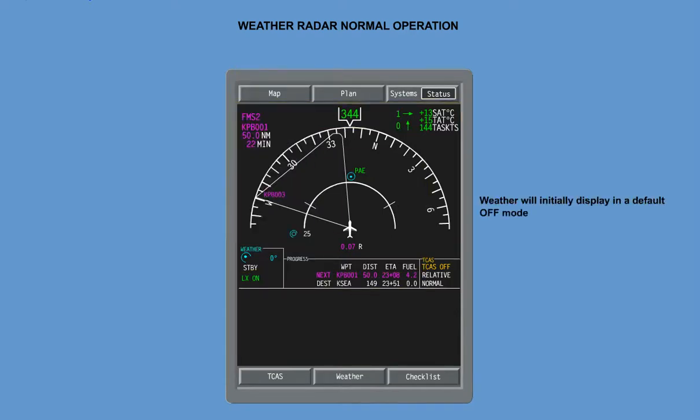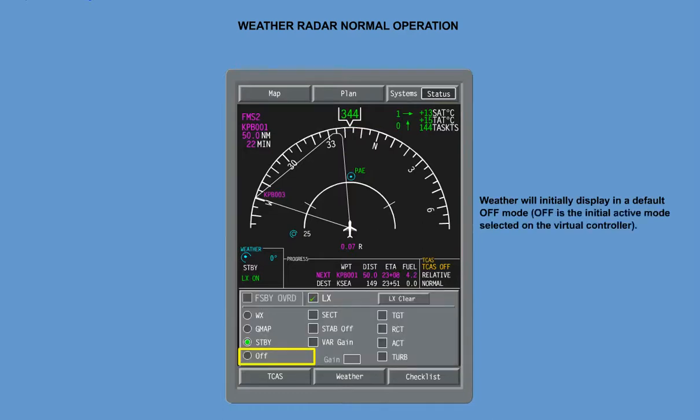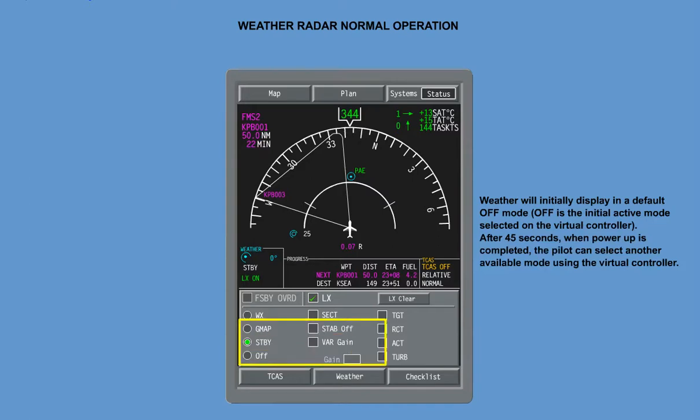Weather will initially display in a default off mode. Off is the initial active mode selected on the virtual controller. After 45 seconds, when power-up is completed, the pilot can select another available mode using the virtual controller.